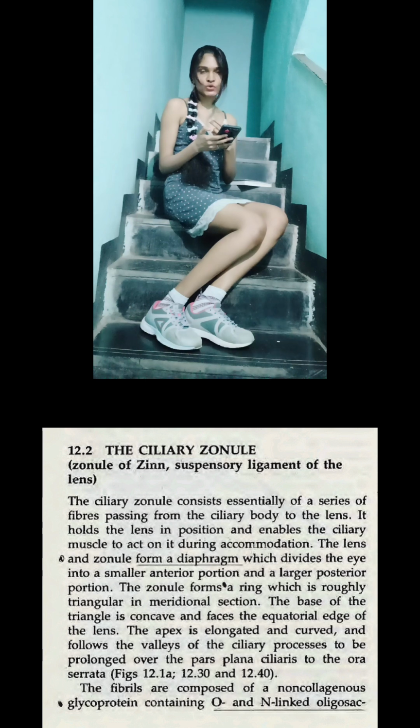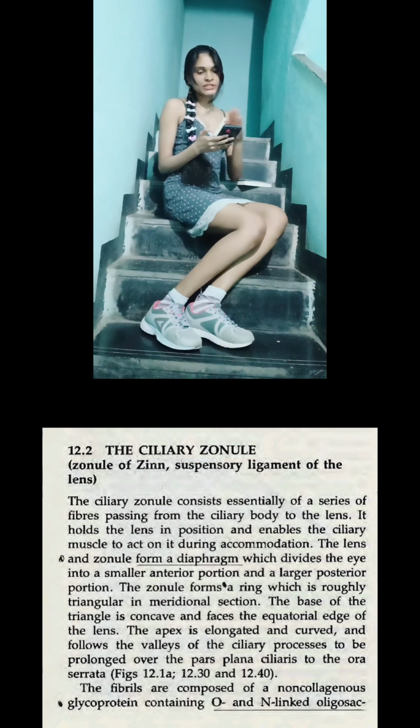The lens and the zonules form a diaphragm which divides the eye into two portions, anterior segment and posterior segment. The smaller anterior segment is anterior to the lens and the zonules, and the posterior segment, or posterior portion, is larger, behind the lens and the zonules.